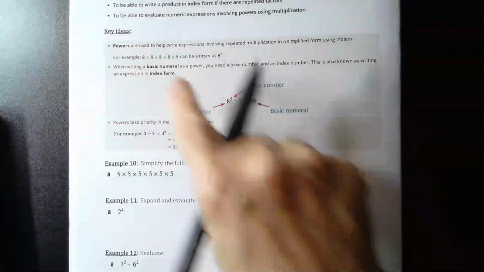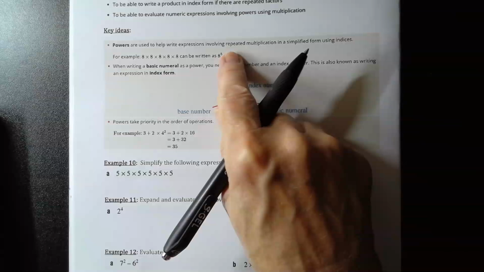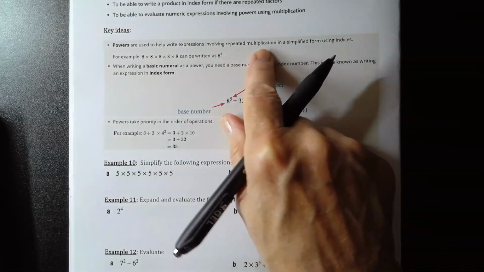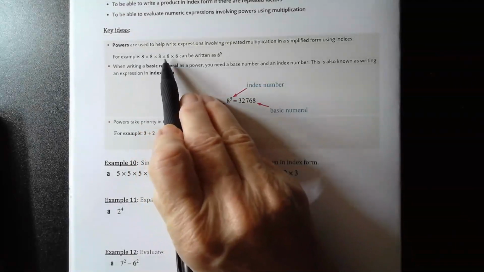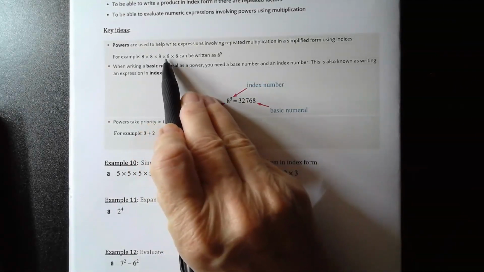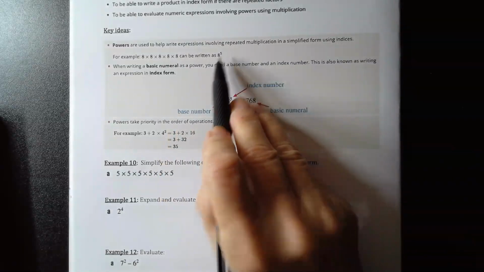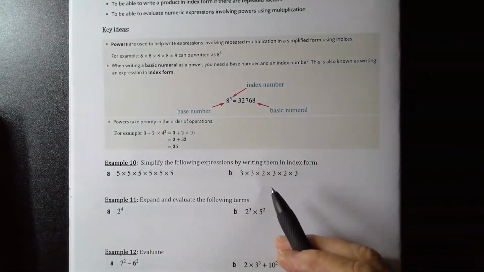Let's look at the key ideas first. It says powers are used to help write expressions involving repeated multiplication in a simplified form. For example, 8 times 8 times 8 times 8 times 8, 1, 2, 3, 4, 5 eights, is 8 to the 5th. We've done this already, and I already know that you know it.